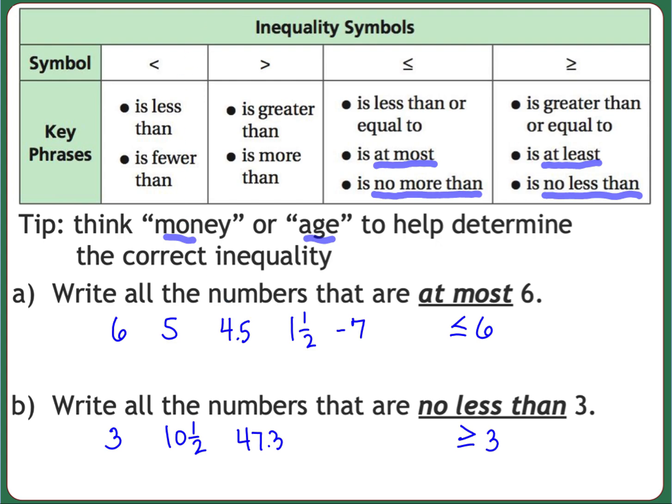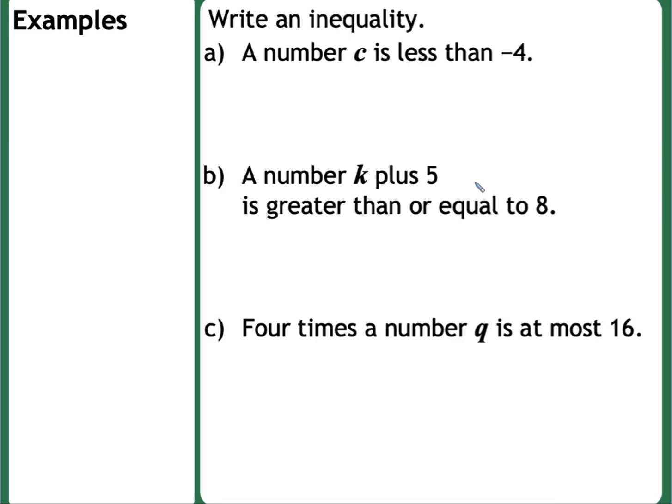So let's take a look at writing some inequalities based on some phrases. So a number C is less than -4. When we did equalities, we always looked for this keyword is, and that told us where the equal sign was. Well, now we still look for the is, but right after that is, we have the inequality. So is less than tells us what the inequality is, and is less than would be just a less than symbol. On the left, we have C. On the right, we have -4.